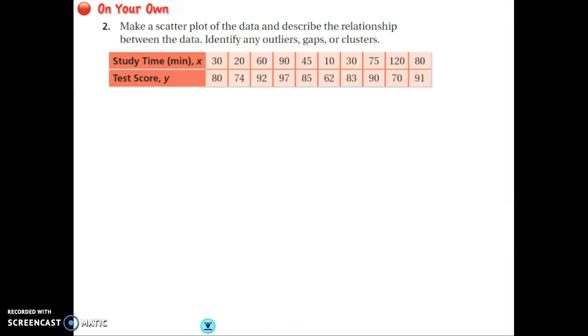For our last slide, we are going to make our own data plot and then proceed to identify the relationship, outliers, gaps, and clusters like before. So in my scatter plot, I'm going to draw my y-axis and then my x-axis. This y-axis represents the test scores. That can be seen from the chart. And then study time is my x-axis.